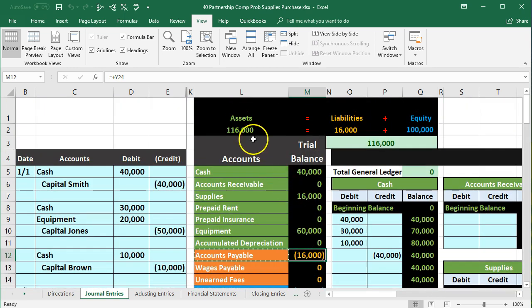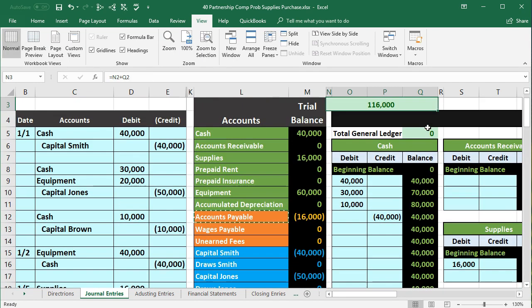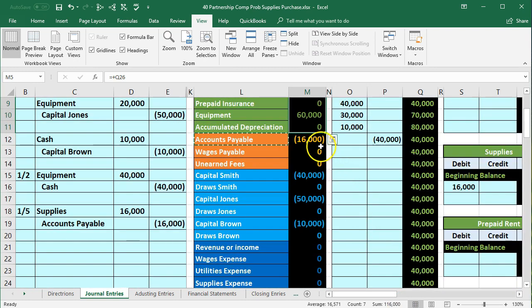We could see the accounting equation, assets equal now these liabilities plus all of equity. We could see that of these assets, 116,000, who has claim to them? 16,000 are claimed by a creditor, by someone we owe, and the rest of it, added up to the 116, is claimed by our owners in 40, 50, and 10, respectively, between Smith, Jones, and Brown.